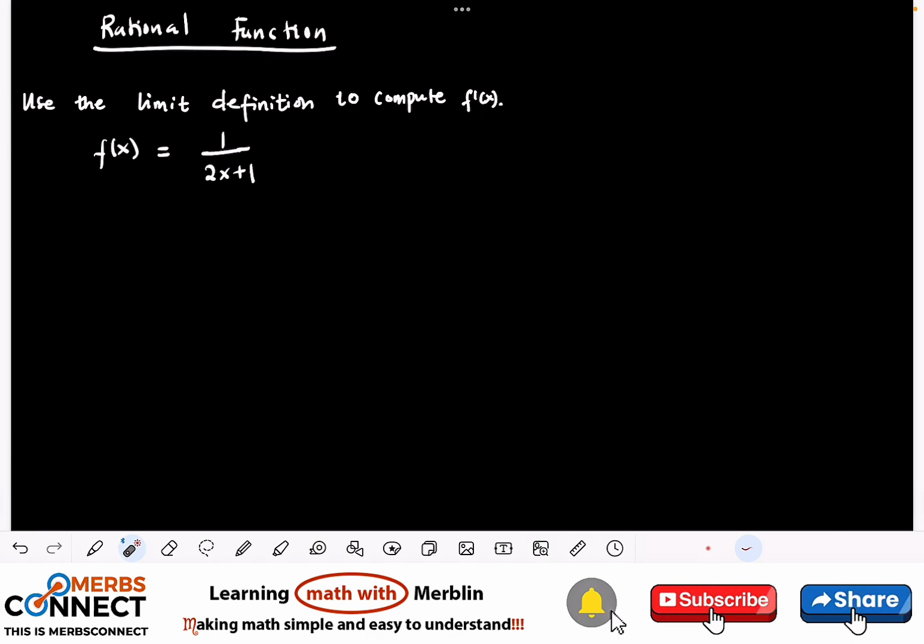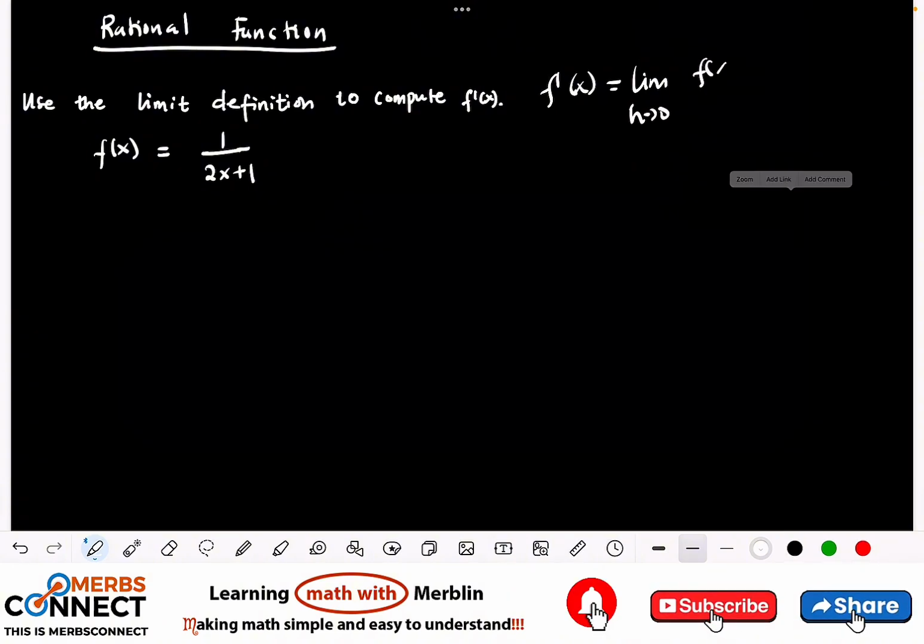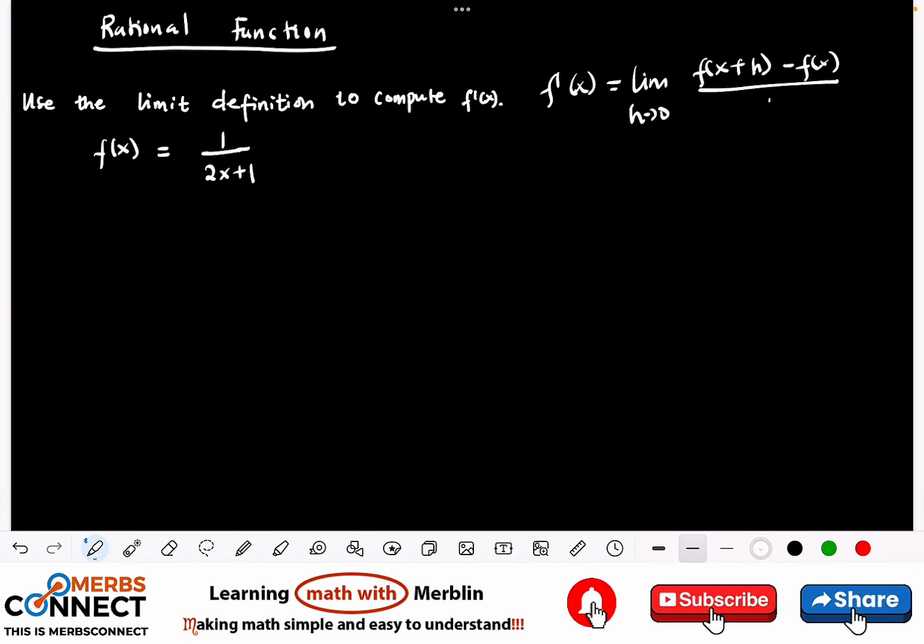Now let's look at when we are using the limit definition to also compute a rational function. What are we going to do, right? So the same idea, let's write the limit definition down. f prime of x is equal to limit h is approaching 0, f of x plus h minus f of x, all divided by h. So that's the first thing that you need to write down whenever you are doing it.